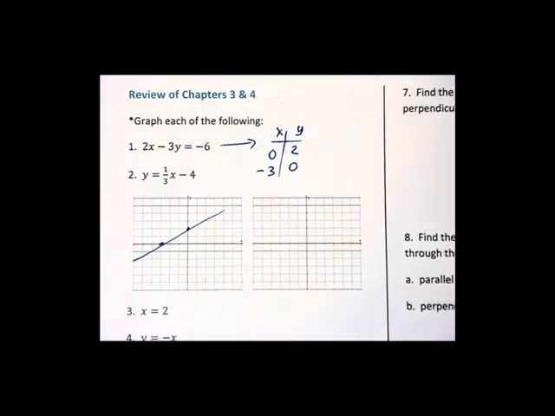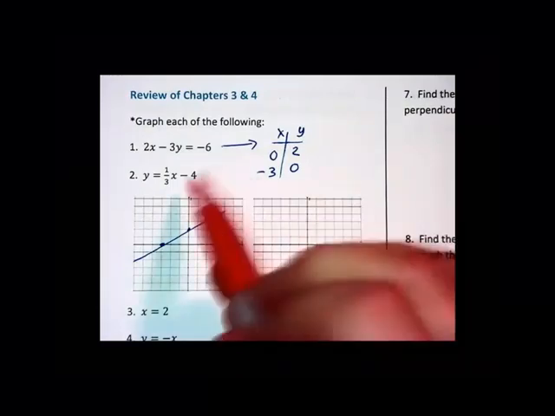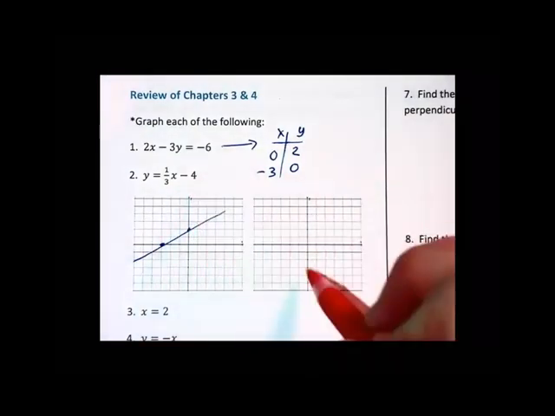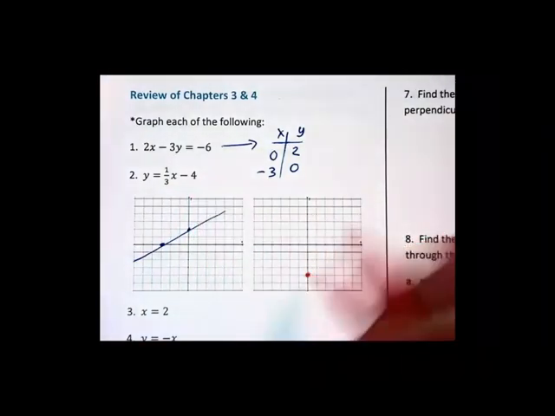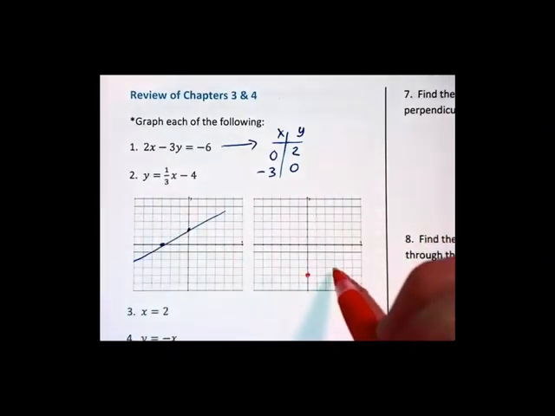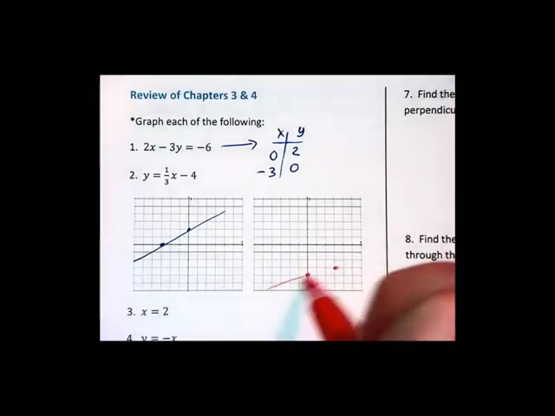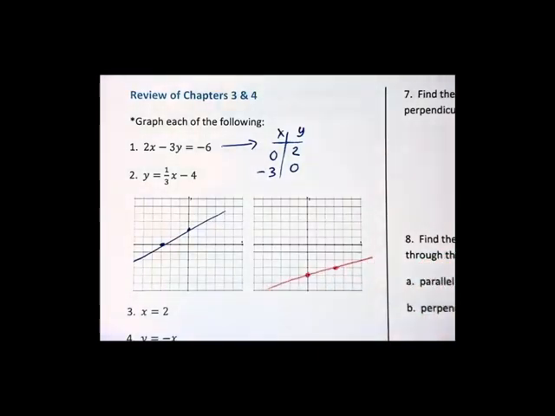The second equation, number 2 there, is given to us in slope-intercept form. So we're going to plot the y-intercept of -4 first, and then we're going to see the slope of 1/3, which tells us to rise 1 and run 3 points to the right to get to our second point, and through those 2 points we draw our straight line.